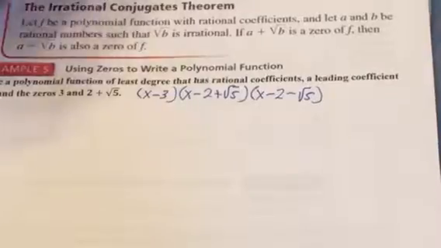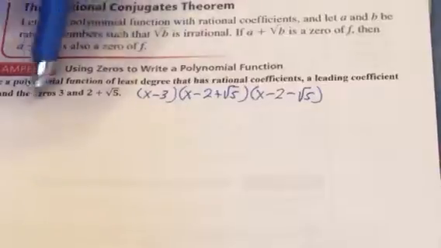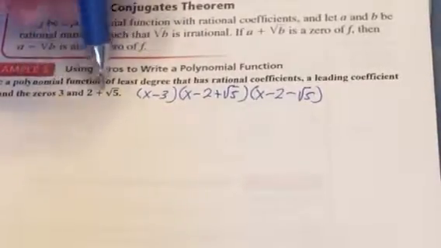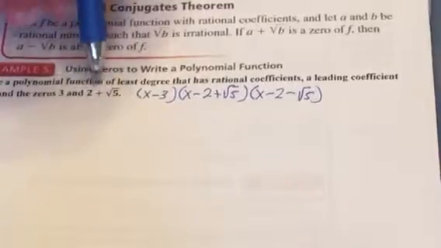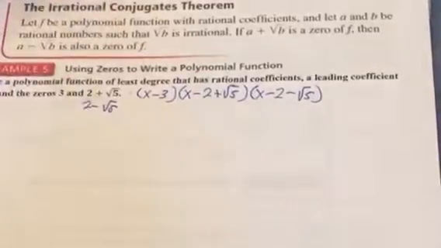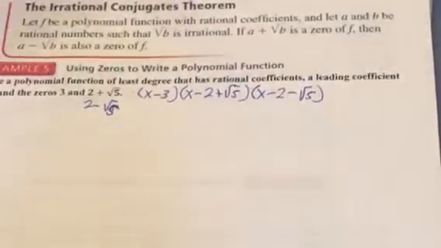All right, so what this is asking us to do is put together a polynomial function that would have these zeros. And we know that if you have this 0 and this 0, you also have to have the 2 minus root 5 0 also. Okay, now we need to multiply this all together.